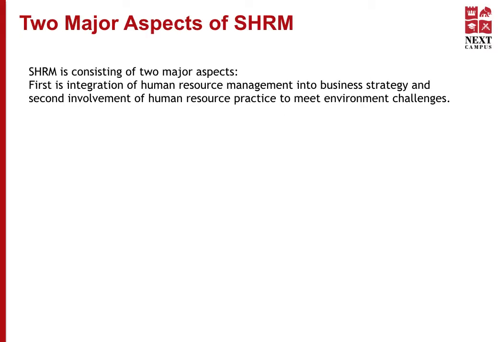As mentioned before, SHRM involves the consideration of both internal and external factors and their influence on an organization's HR strategy. It consists of two major aspects. Number one, the integration of human resource management into the business strategy, and number two, the involvement of human resource practice to meet environmental challenges.